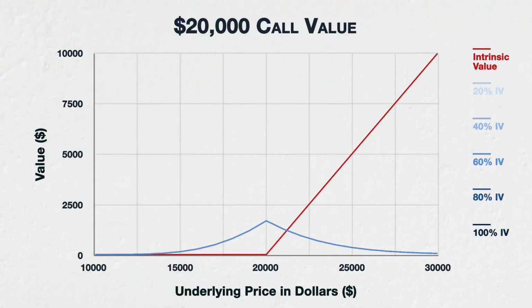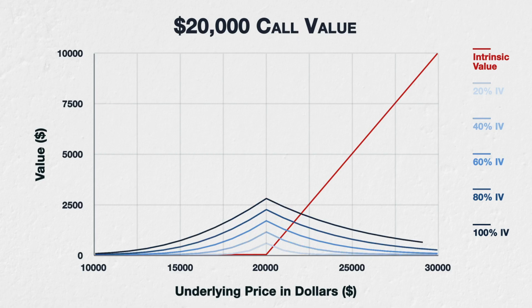Going back to the original line, we have assumed an implied volatility of 60%. This time, let's instead add some different values for implied volatility and see how this affects the extrinsic value. All other parameters have been left the same, so the only change here is the implied volatility. As we can see, the higher the implied volatility, the more extrinsic value the option will have.